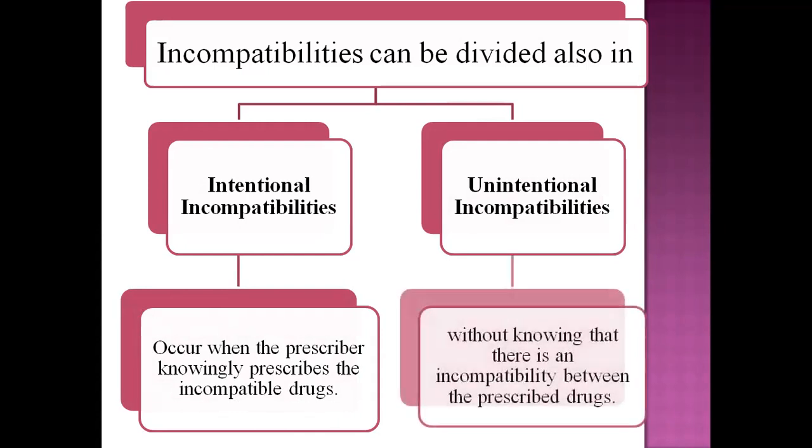Unintentional incompatibility means that there is an incompatibility between the prescribed drugs without anyone knowing. The prescriber or the doctor or the physician doesn't know that there is an incompatibility between these components in the prescription or between those prescriptions, and you as a pharmacist have to correct it back with the doctor. So intentional incompatibility, there is an incompatibility and I know it, and I'm intending this incompatibility for whatsoever reason, we'll discuss it later. Unintentional incompatibility means that there is some sort of incompatibility I don't know about that will result in problems during drug administration. Okay.